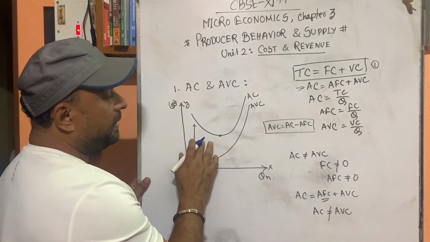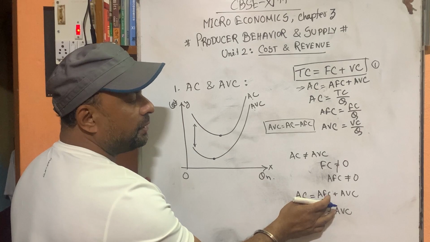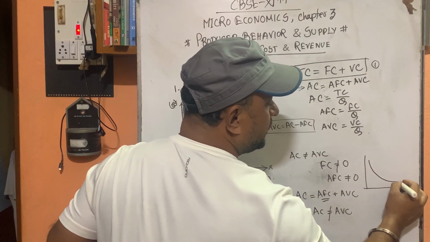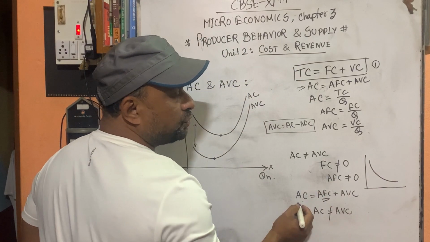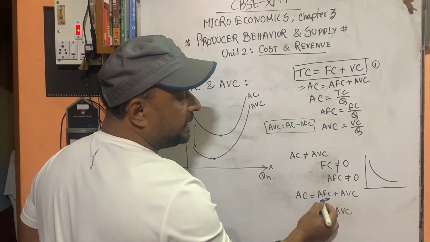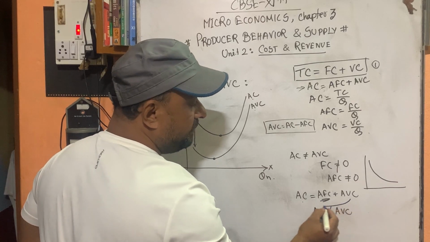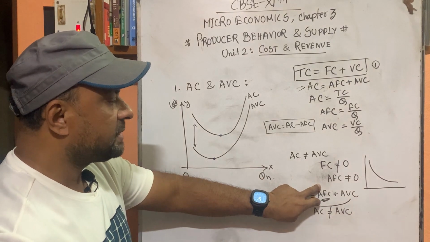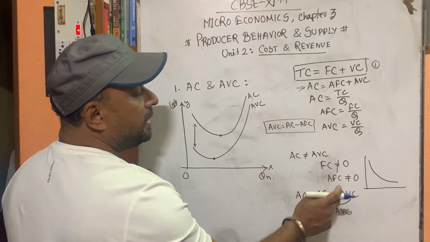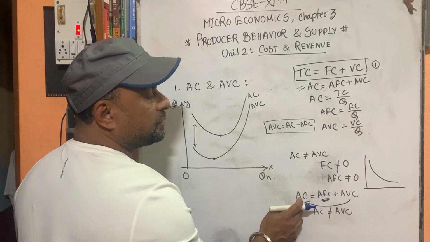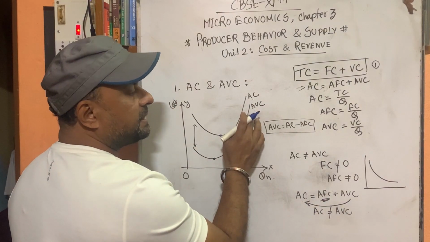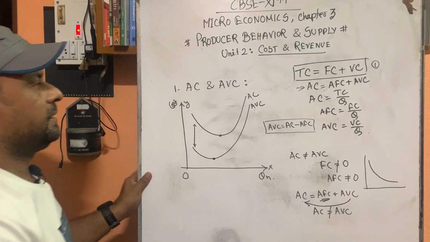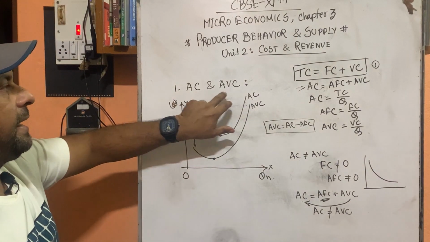In the beginning what happened? In the beginning AFC is more. We learnt earlier AFC decreases continuously with the rise in production. Now AC is the sum of these two. If AFC continuously decreases, then what happens? AC becomes closer to AVC. AVC comes closer to AC. But they will never intersect because AC and AVC are never equal. So this is the relation between AC and AVC.